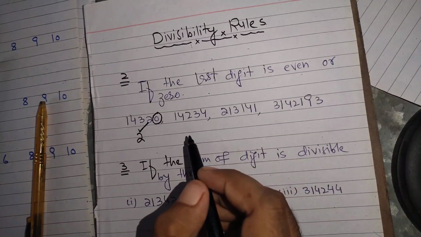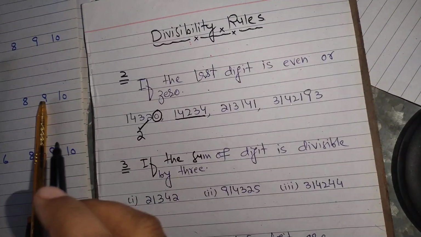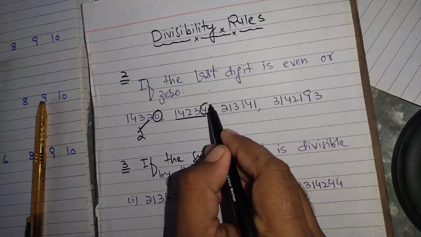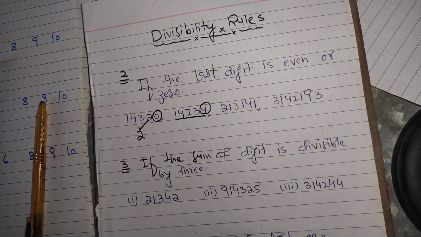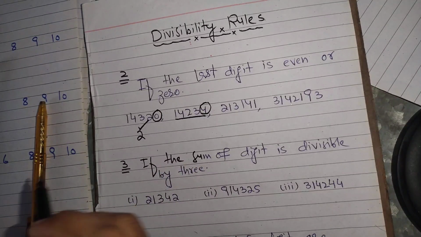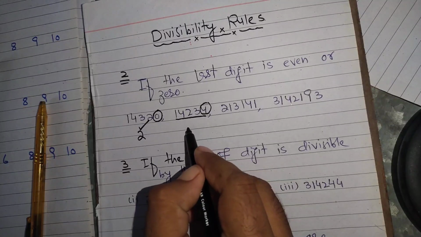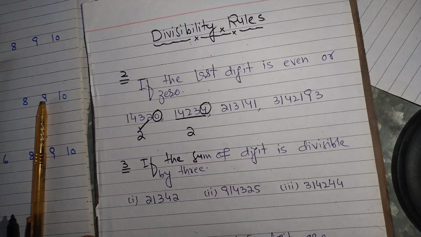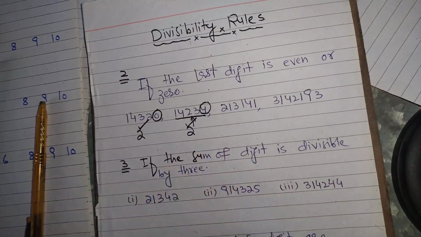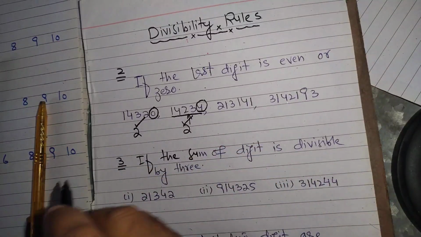And next comes another number. Here we see that in the last place there is 4. 4 belongs to the even numbers. According to the rule, since 4 is an even number, we say that 2 is a divisor of that number. We put a tick mark on the 2.